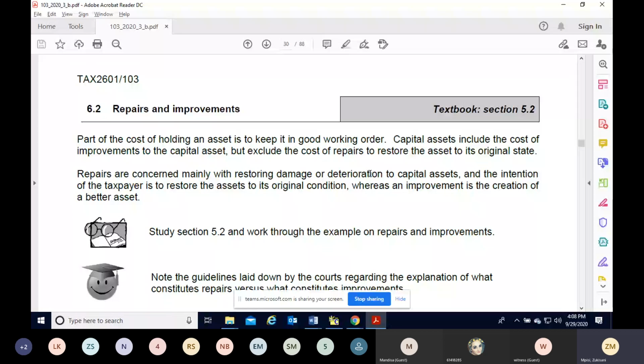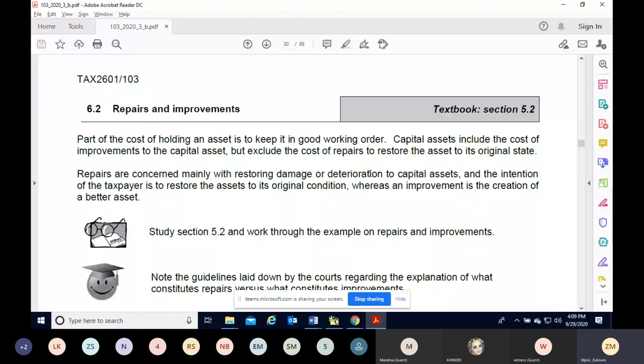Remember, the repair is an expenditure which is allowed in terms of Section 11D, but the improvement will be added to an asset. Therefore, you will have to write off the improvement or depreciate it in terms of accounting over a period of time. Now, repairs are mainly restoring a damage to a capital asset. It's about restoration by renewal or replacement of a part of the whole capital asset.